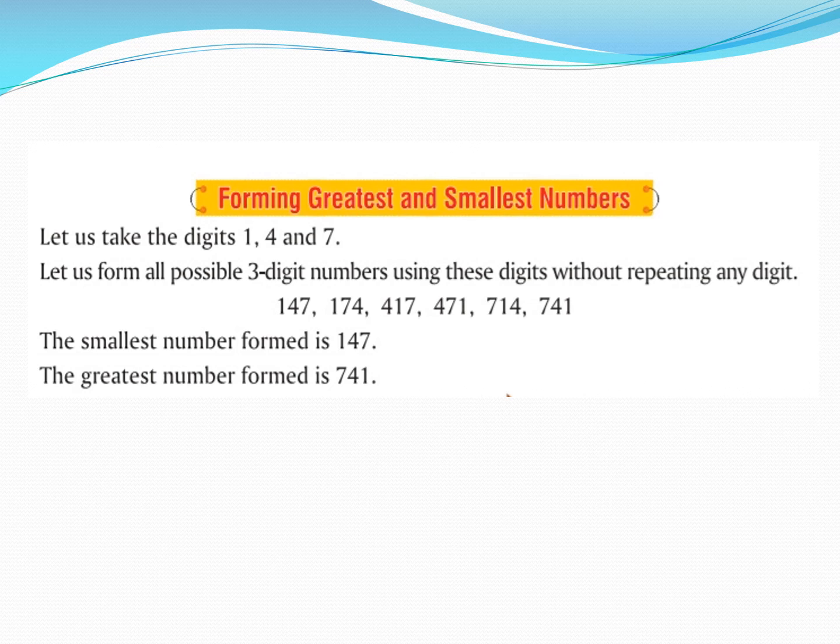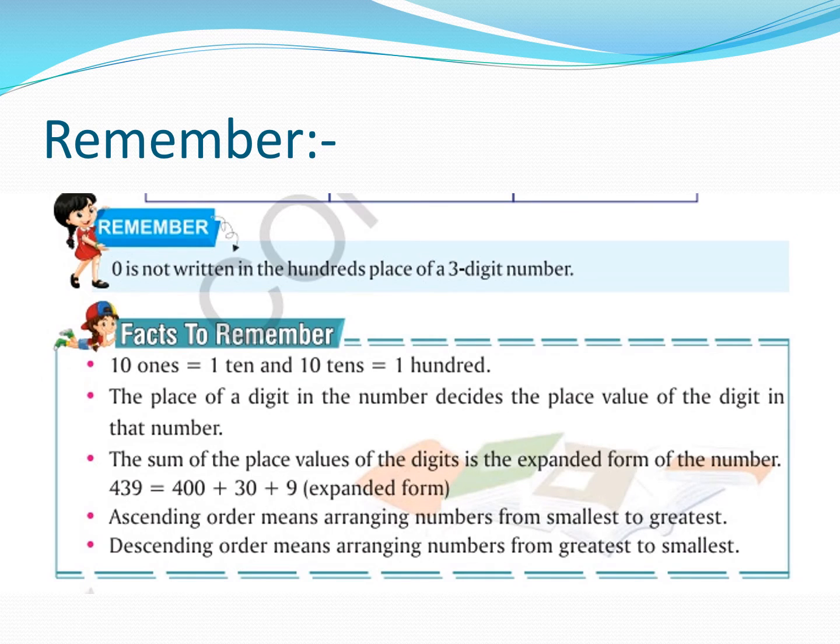Okay. So we can form 147, 174, 417, 471, 714, 741. So from all these numbers, the smallest number formed is 147 and the greatest number formed is 741. So always remember, 0 is not written in the hundreds place of a 3-digit number.